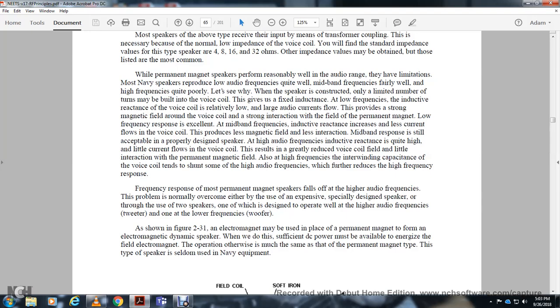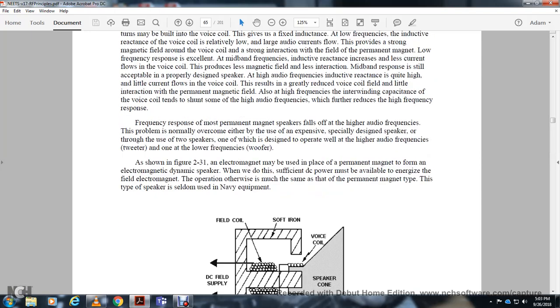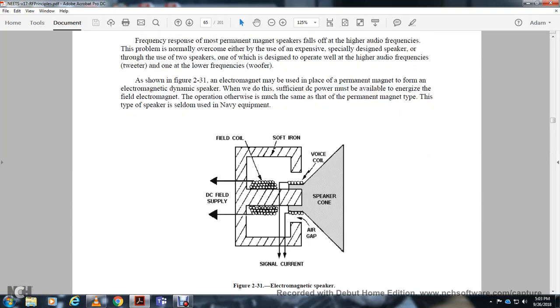As shown in figure 231, an electromagnet may be used in place of the permanent magnet to form an electromagnetic dynamic speaker. Sufficient DC power must be available to energize the field electromagnet. Otherwise, the operation is much the same as the permanent magnet type. This type of speaker is seldom used in the Navy. It shows the DC power supply, field coil, soft iron, voice coil, the speaker cone, and the air gap.